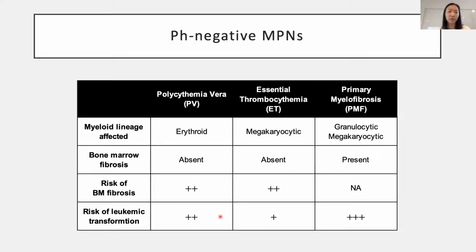What is important to also note in terms of clinical features of these diseases is that the risk of leukemic transformation for all three is present. So ET has the lowest risk of leukemic transformation. However, this increases when you have primary myelofibrosis.